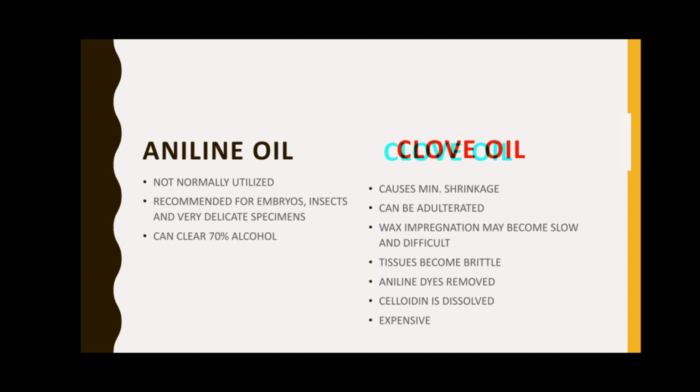Wax impregnation after clearing with clove oil is slow and difficult. Tissues become brittle, aniline dyes are removed, and celloidine is dissolved. All of this, in addition to the expensiveness of the solution, make it unsuitable for routine clearing purposes.